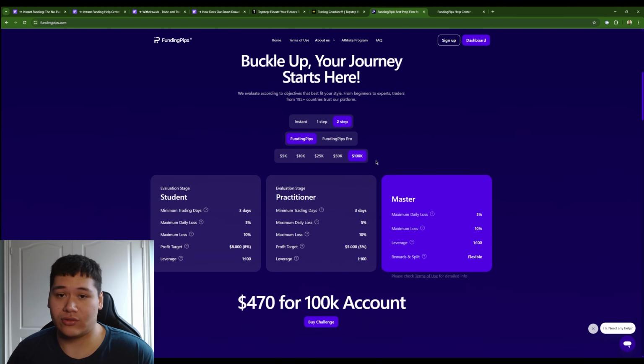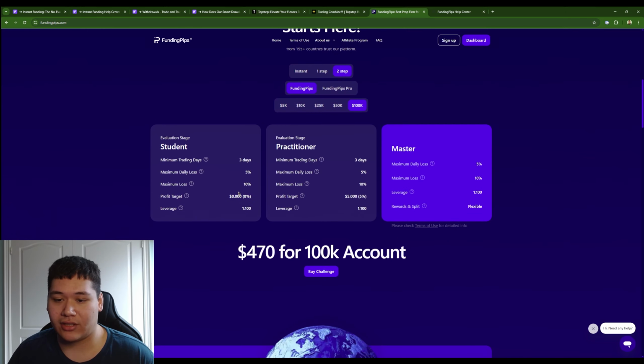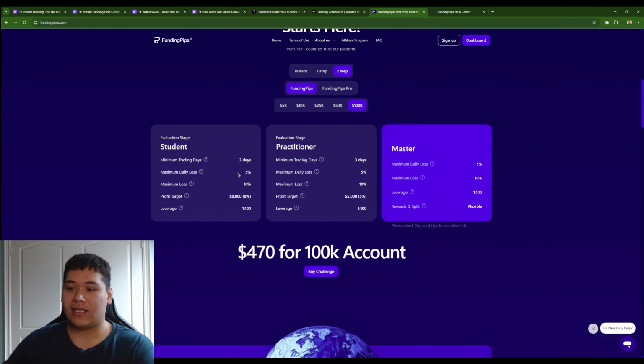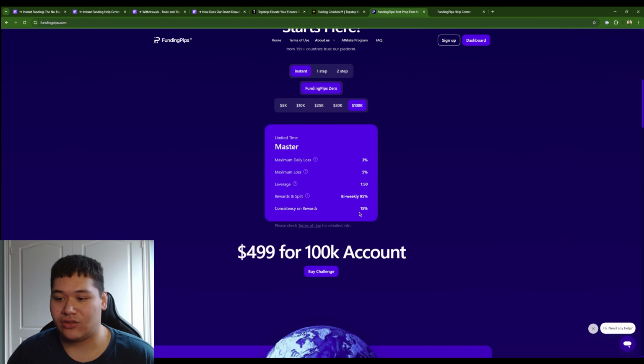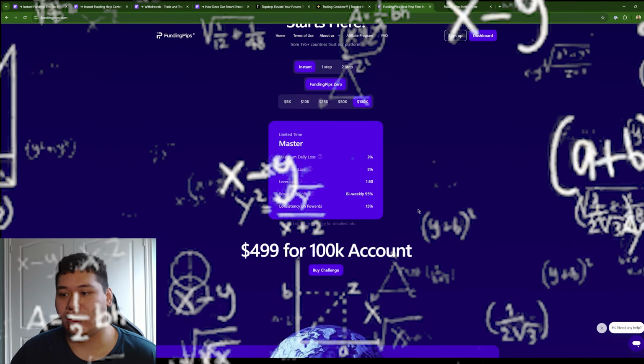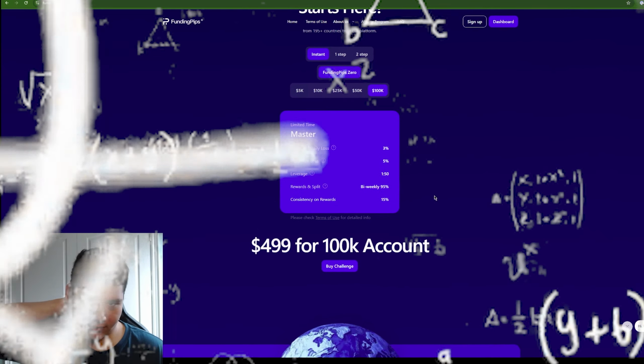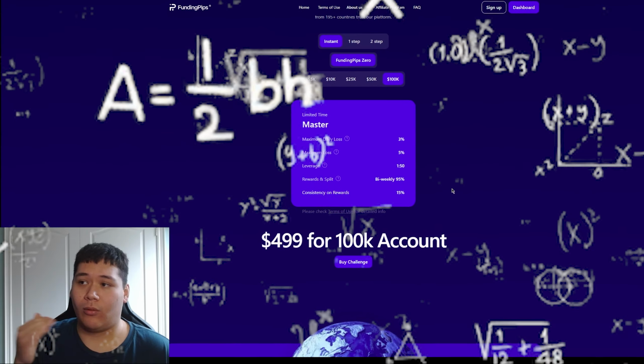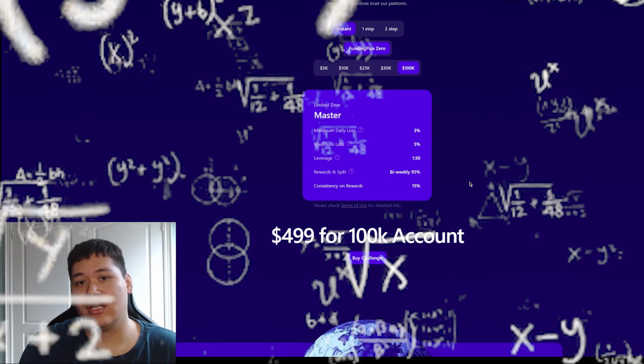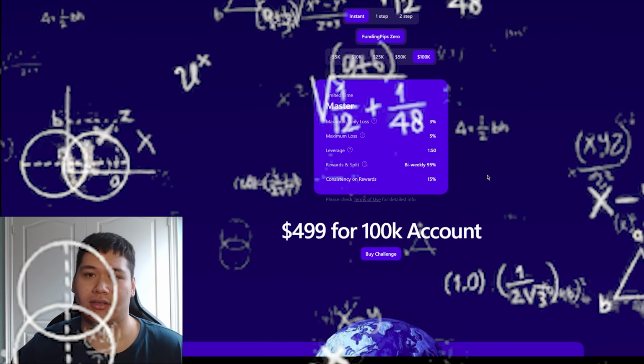The one they used to have before was just a 2-step Funding Pips, and that's it, where you had the 8% profit target, 10% maximum loss, and 5% daily loss. Now they have instant accounts, and they introduced a consistency rule on rewards, which you should definitely read about, because I did, and it basically means that your biggest winning trade cannot exceed 15% of the total profits earned. So if you've earned, let's say, $1,000, on any given trading day you cannot have earned more than $150, for example.